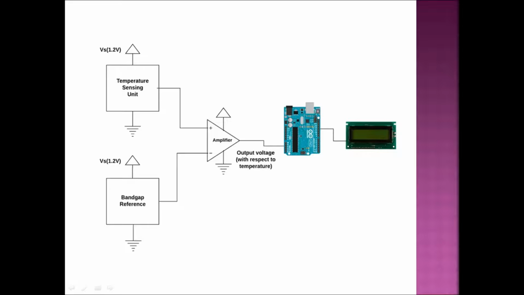This voltage is then given as an input to the Arduino Uno board, which is first converted to the digital format by ADC bits and then programmed to the corresponding temperature. Finally, the temperature is displayed on both Celsius and Fahrenheit scales on the LCD screen.